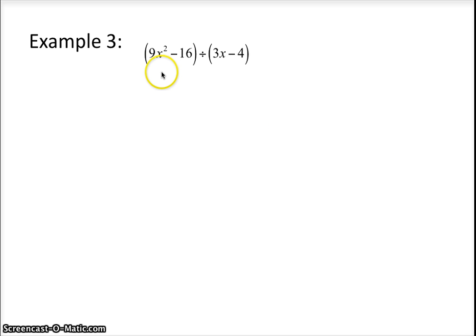Let's try another example. 9x squared minus 16 divided by 3x minus 4. I want you to try and do this one. Key thing, notice that we do not have an x middle term, so you need to keep the place held with a 0 coefficient. So go ahead and try this one, pause the video, and come back when you're done.